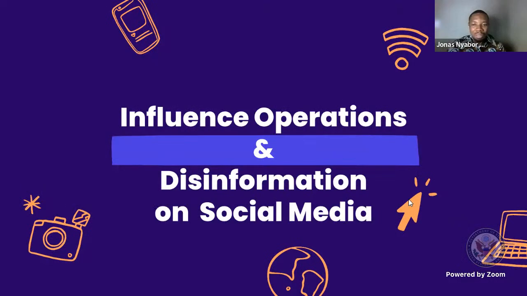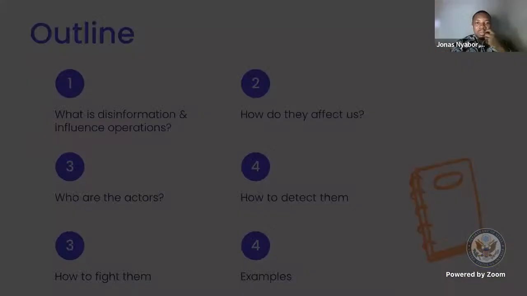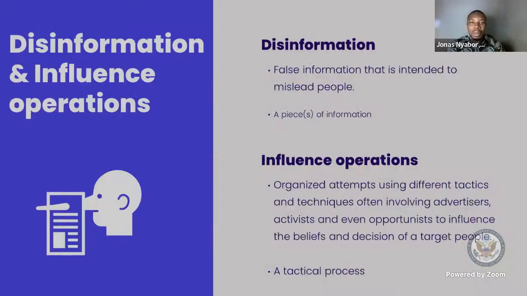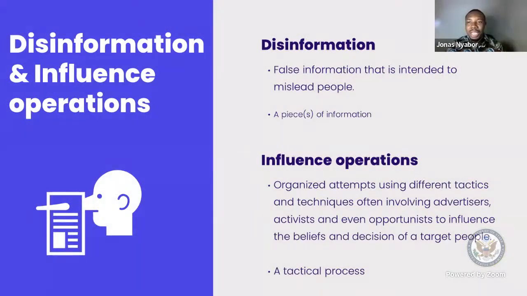But first, I would want us to go over a bit of what we talked about the last time, just to recap. So I'll share my screen. I believe the screen is visible. So we said disinformation and then influence operations are organized, often involving advertisers, activists, opportunists, and different actors to influence people's beliefs, people's decisions about a particular subject.